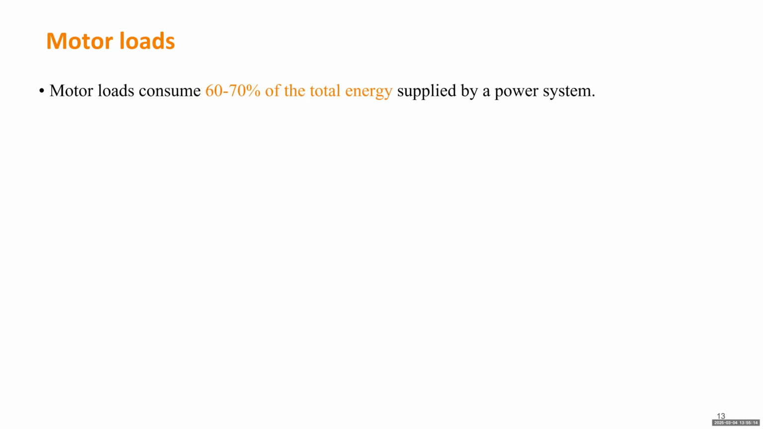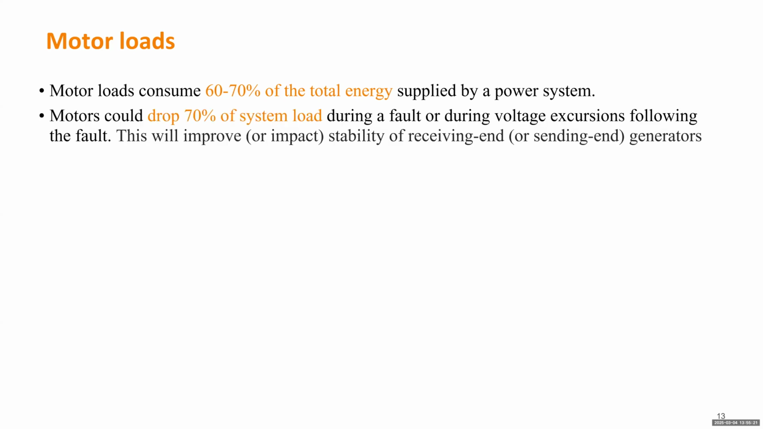All right, so next one, motor load as a typical dynamic load. Motor load consumes 60 to 70% of total energy of a power system. In today's power system, they can drop 70% of system load during a fault or during the voltage excursions following a fault. When the voltage drops, those air conditioners or motors, if it's not an air conditioner, it can be some industrial motor, will have internal protection, so they can also drop.